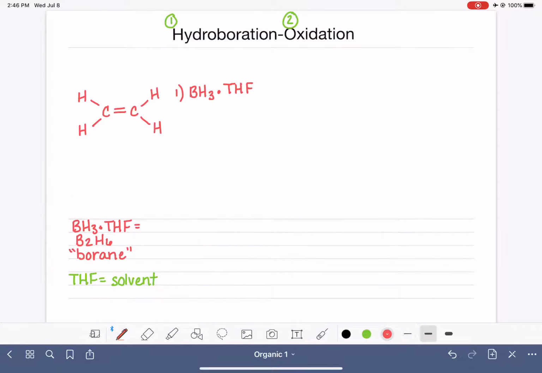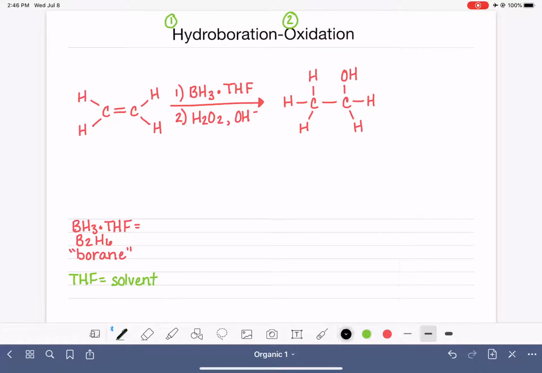Step one is BH3 in THF, or borane, and step two is hydrogen peroxide, H2O2, in a basic solution of hydroxide, OH-. This reaction adds a hydrogen and an OH group to the carbon-carbon double bond. So this is another way of adding water to an alkene.